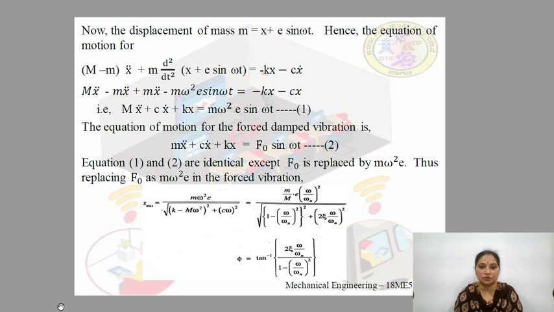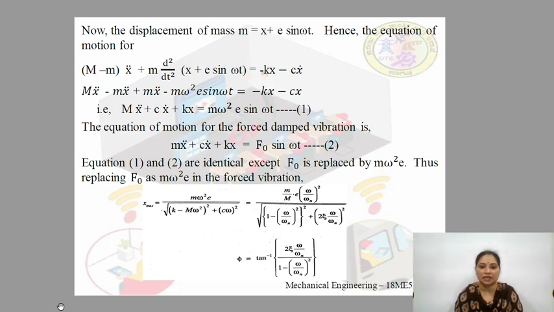The equation of motion for the damped vibration is m x double dot plus c x dot plus kx equals F naught sine omega t. Let us call this equation number 2. Now equations 1 and 2 are identical, except that F naught is replaced by m omega square e in equation 1.